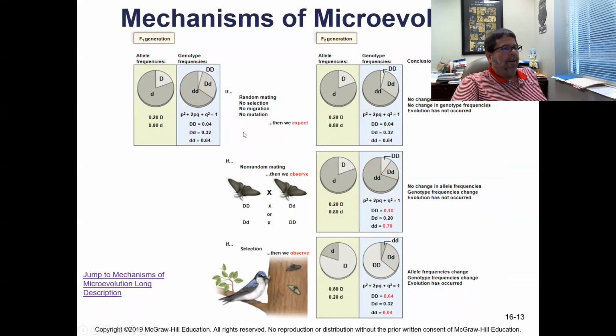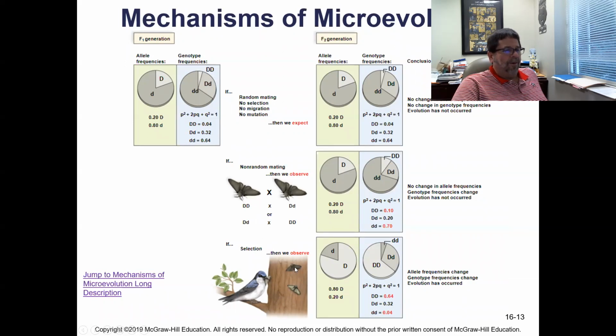Okay, now that was with random mating. If we have non-random mating, because remember, random mating is one of the requirements for Hardy-Weinberg, non-random mating means selection occurs among individuals. That doesn't lead to new genes, but it does change the phenotypes. So no change in allele frequency. The genotype frequencies change. Evolution has not occurred, even though we've changed color. We haven't evolved any changes in allele frequency.